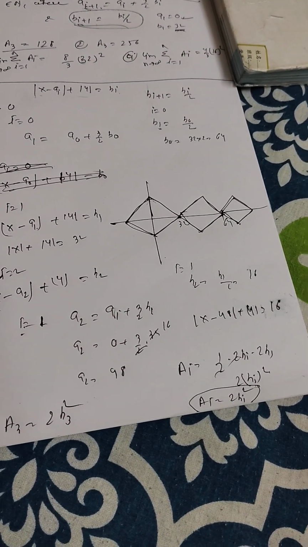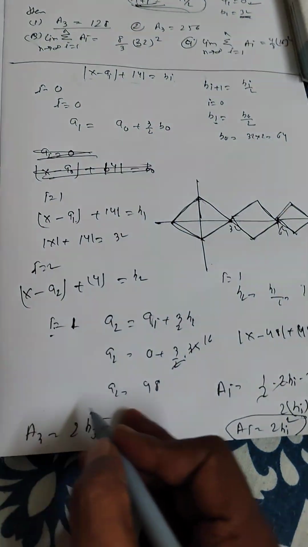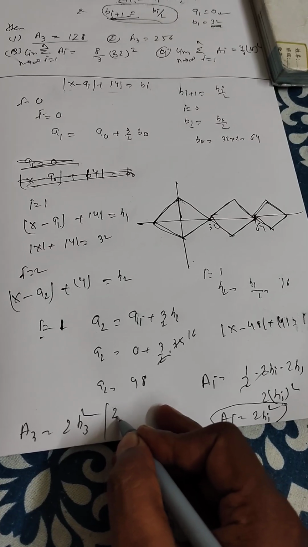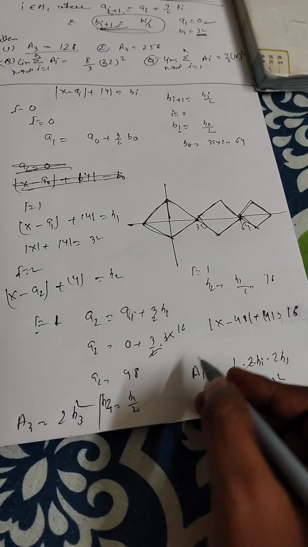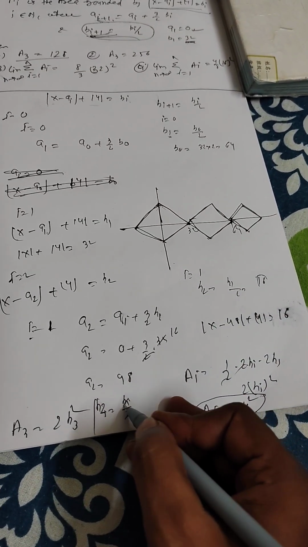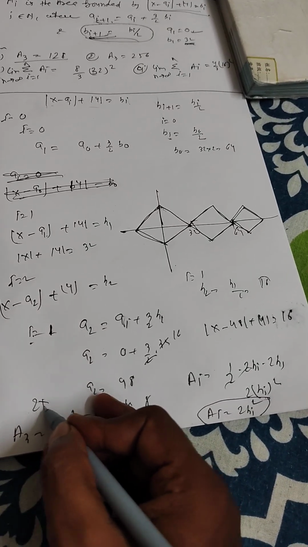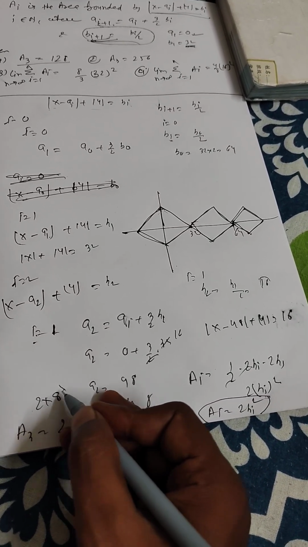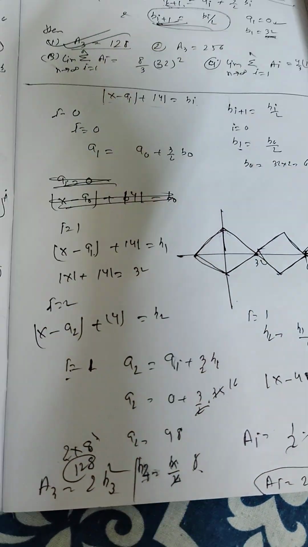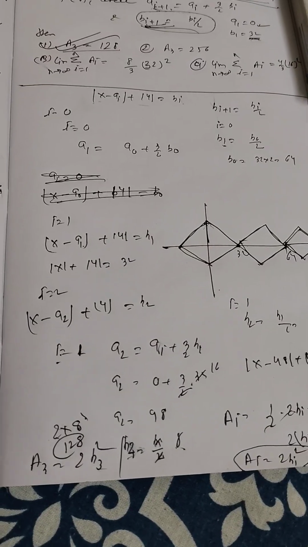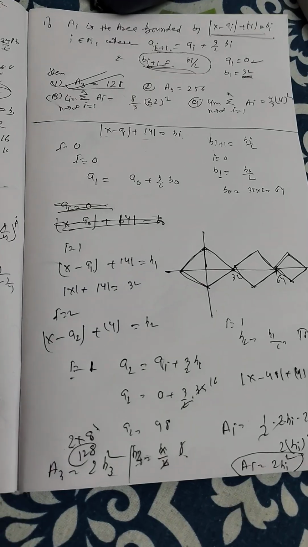First find b3. Where do we find b3? At this place, put i = 2. So b3 = b2/2. b2 is already found as 16, so this gives 8. So b3 = 8. Put this value: 2 times 8 squared. 8 squared is 64, and 64 times 2 is 128. So one answer is confirmed: a3 = 128. One answer is complete.